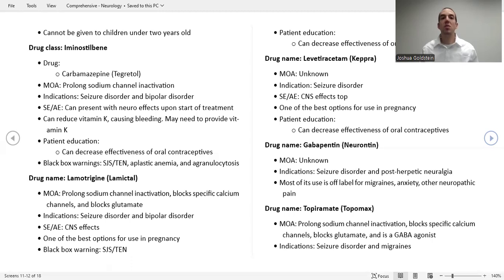What do we use this for? We use this for both seizures and for bipolar disorder. It does have off-label uses as well that we're not going to get into. The adverse effects of this can have CNS effects, specifically when starting treatment. Generally, these resolve. When you see CNS effects, that's a really broad range of what it could be.